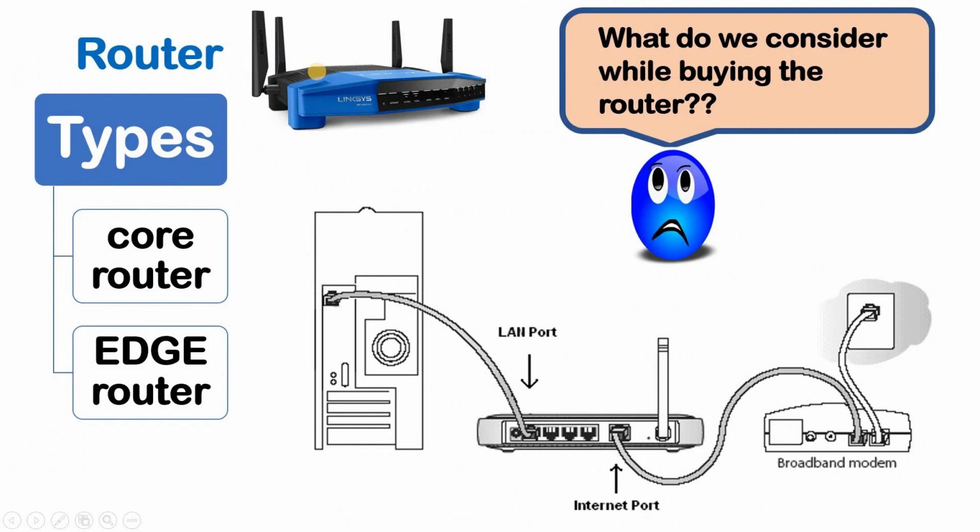And here, another component is the router. We can classify routers into two categories, that is core router and edge router. And here you can identify how we can connect our PC to the router's internet port via the LAN port and the modem.